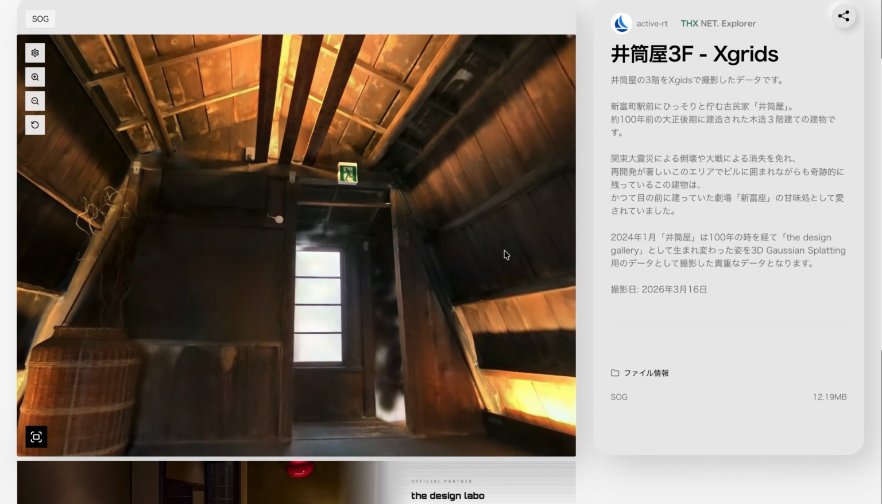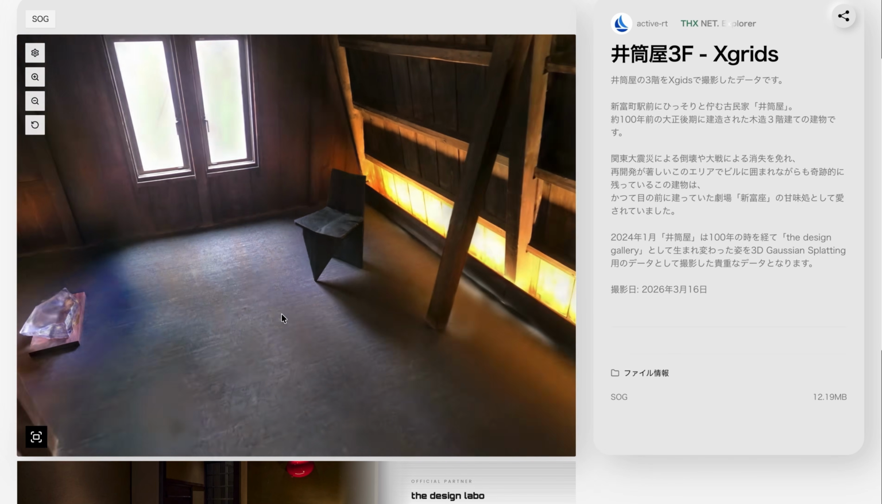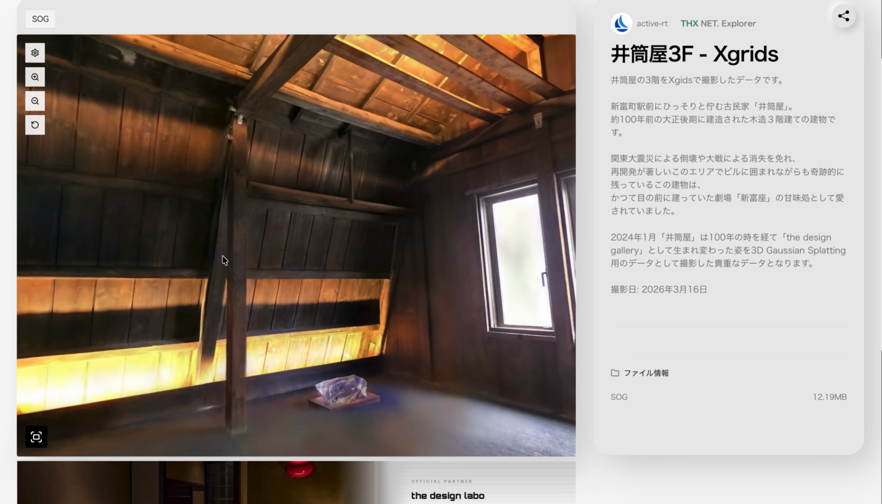If you're scanning with LiDAR, working with photogrammetry, or looking for a place to publish your 3D data, this is your home.